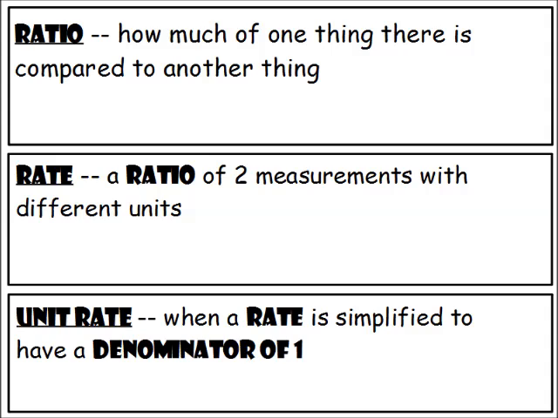In this unit, there are 3 vocabulary words you'll need to know. The first is ratio. A ratio is how much of one thing there is compared to another thing. An example might be seen in a recipe. A recipe might call for 3 cups of flour for every 2 cups of milk. And this is one way that we would show the ratio 3 to 2. This might also be seen as 3 to 2 or 3 to 2.